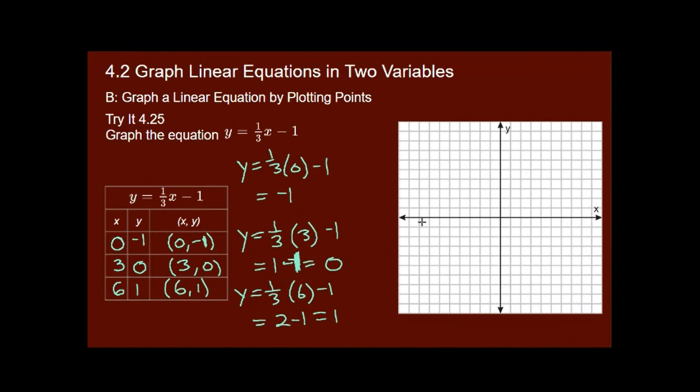So let's go ahead and plot this. 0, -1 is right here. 3, 0, 1, 2, 3, and 0, so that's right here. And 6, 1. 1, 2, 3, 4, 5, 6, 1.